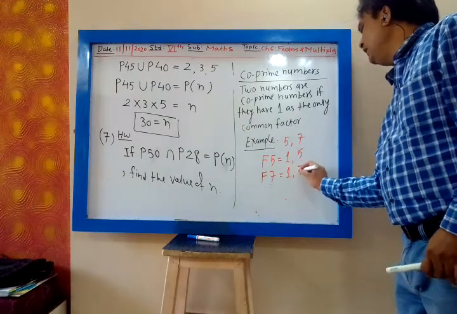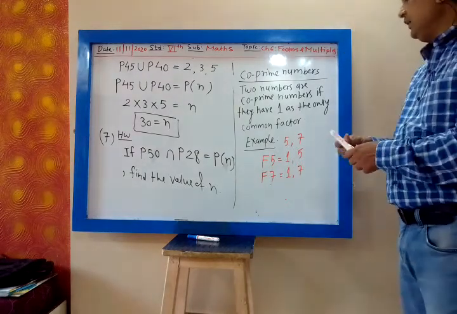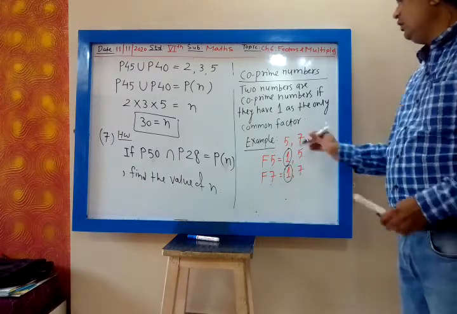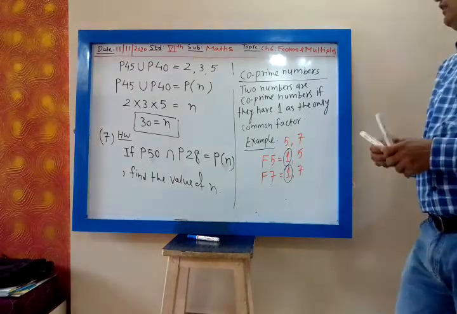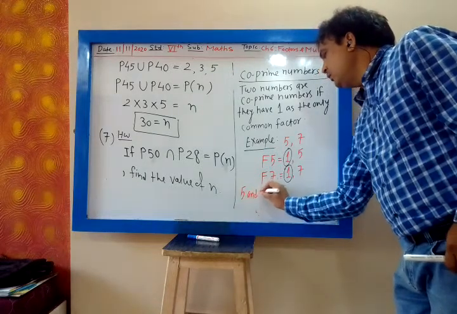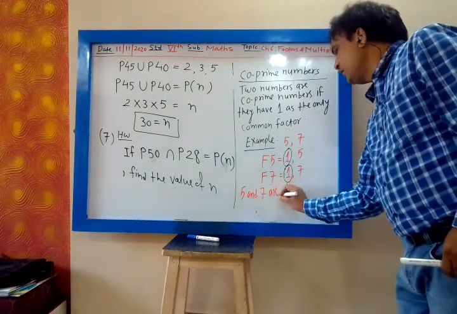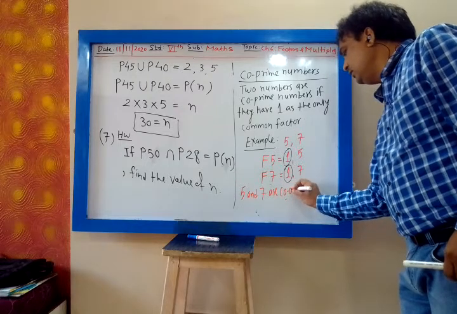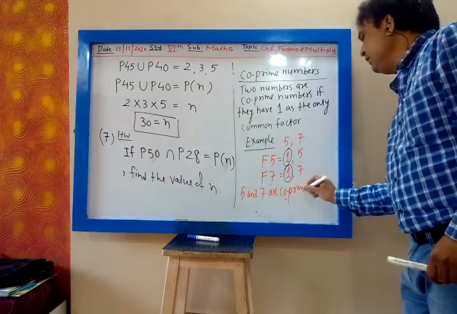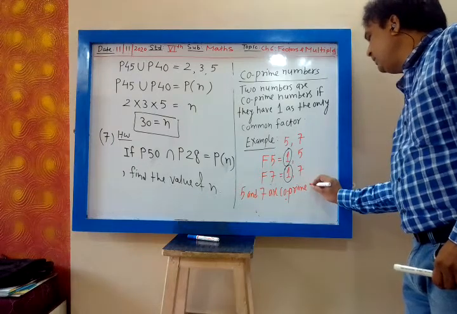Which is the common factor? 1 is the common factor, the only one common to them. So 5 and 7 are co-prime numbers. 5 and 7 are prime numbers, but when you take them together, they are co-prime numbers.